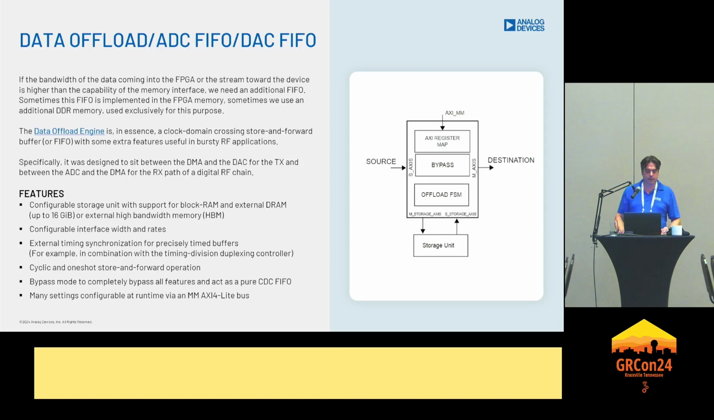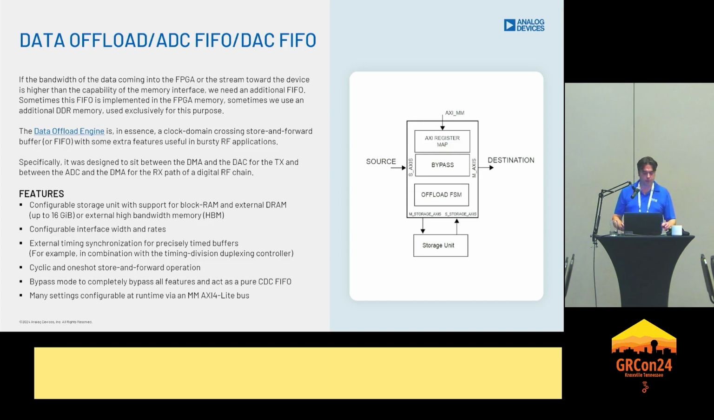But in essence, the offload engine is a clock domain crossing store-and-forward buffer with some extra features useful for bursty applications. It was specifically designed to sit between the DMA and the DAC on the TX side, and between the ADC and the DMA on the RX path.